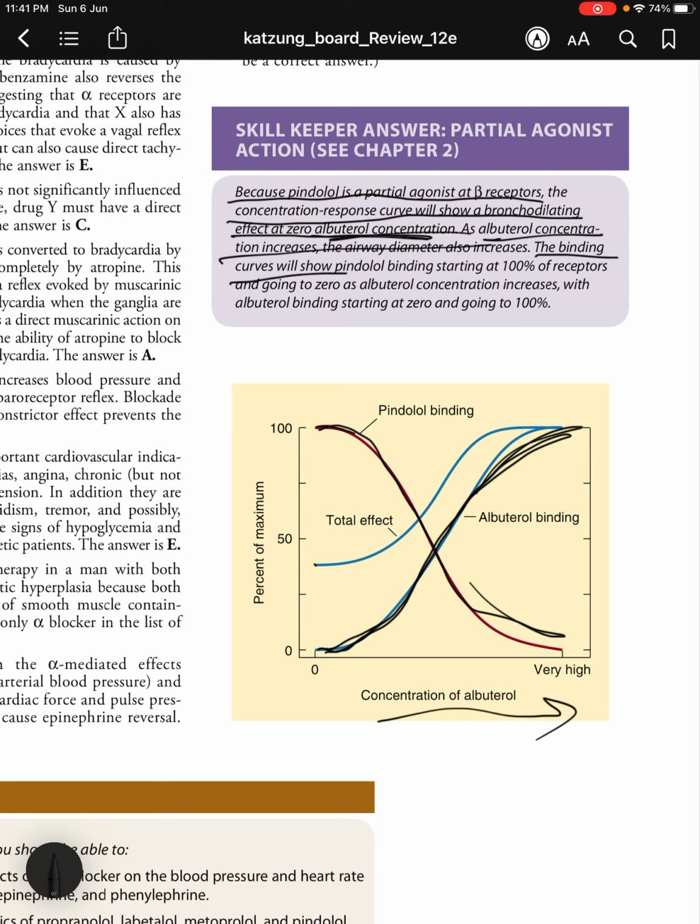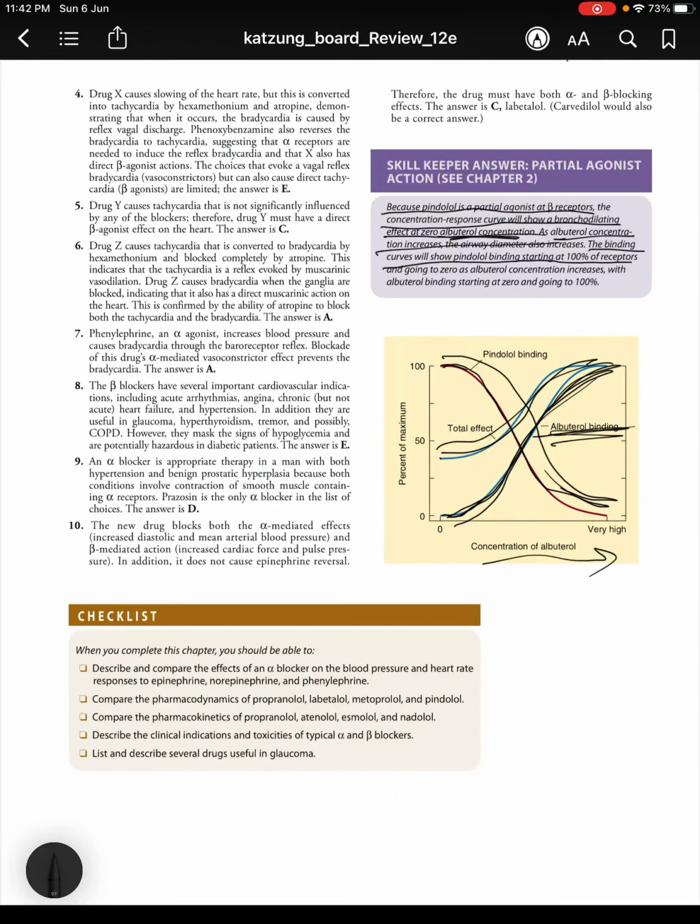So the binding curves will show pindolol binding starting at 100% of receptors and going to 0 as albuterol concentration increases, with albuterol binding starting at 0 and going to 100%. So the total effect will be bronchodilation because you need albuterol to work to dilate your bronchi.